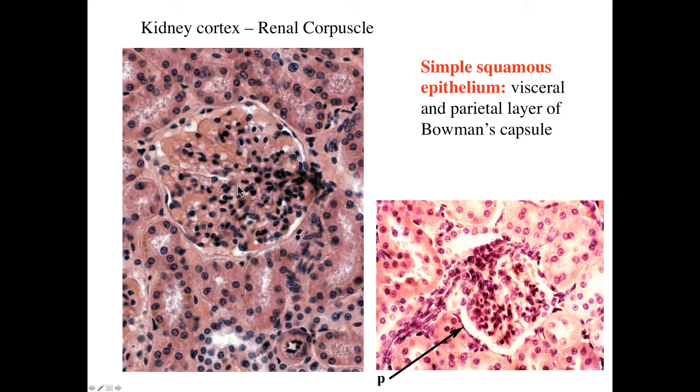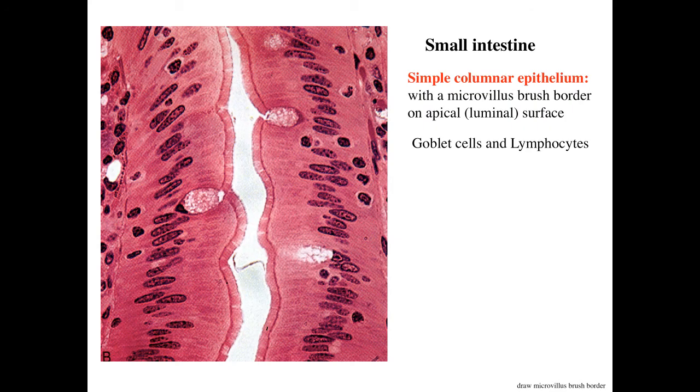Small intestine, simple columnar epithelium here or here. Here's a goblet cell where I've got my pointer. This would be the luminal surface. So you can see these goblet cells. You can also see some lymphocytes that are infiltrating this simple epithelium.